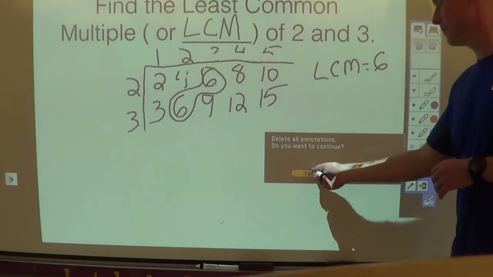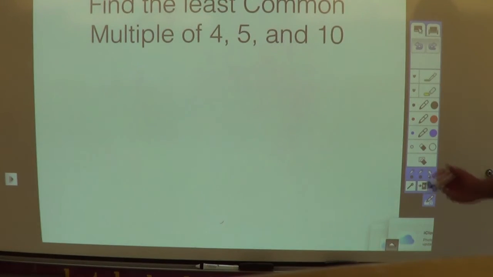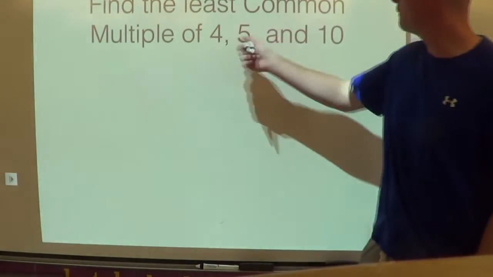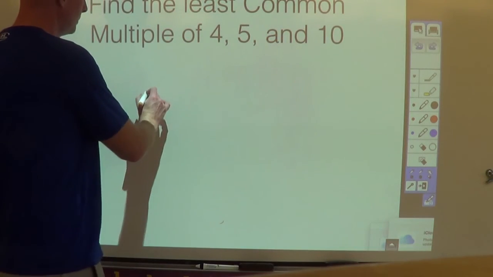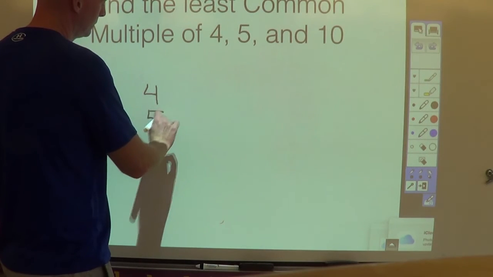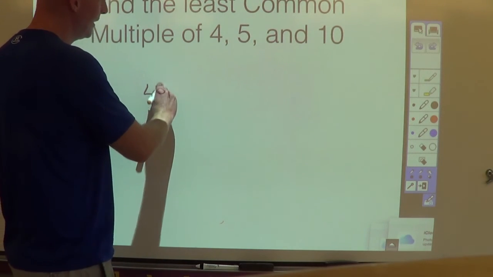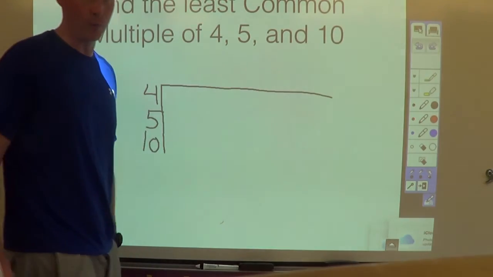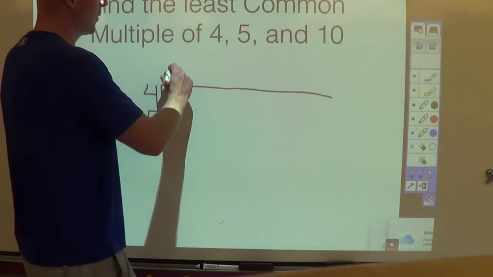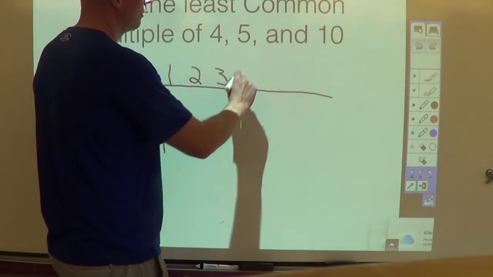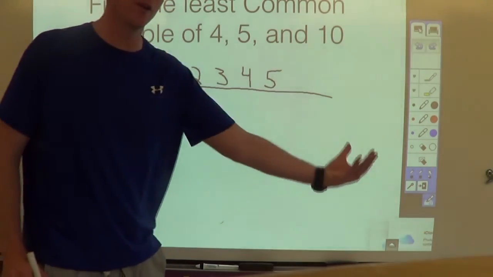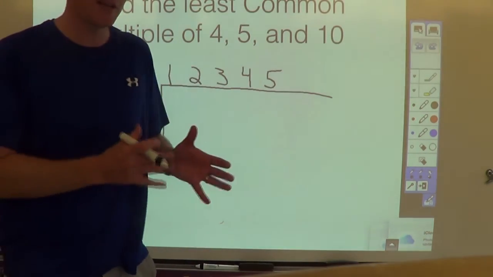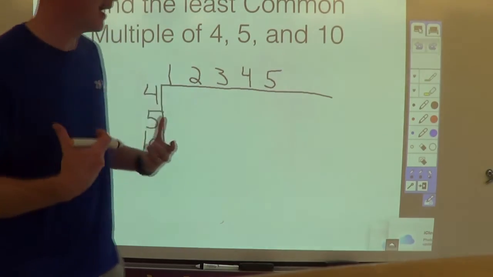Let's try another one. This time we're going to find the least common multiple of 4, 5, and 10. So what I do to set up my chart is I take my numbers 4, 5, and 10, and I put a gigantic division sign over them. I usually begin by going 1, 2, 3, 4, 5. And we'll see in class that oftentimes you're going to have to go further than 5. But I always start at 5 because hopefully we can find the answer within the first 5.